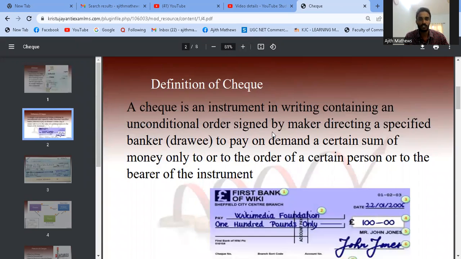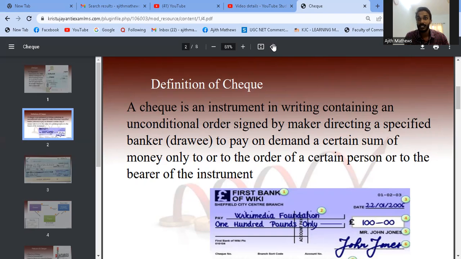What is the exact definition of a check? A check is an instrument in writing containing an unconditional order, signed by the maker, directing a specified banker to pay on demand a certain sum of money only to, or to the order of, a certain person, or to the bearer of the instrument. The definition is very simple. A check is always an instrument, a written instrument. It contains an unconditional order. There is no condition. The terms, the figures, the date, everything mentioned in the check is very certain.